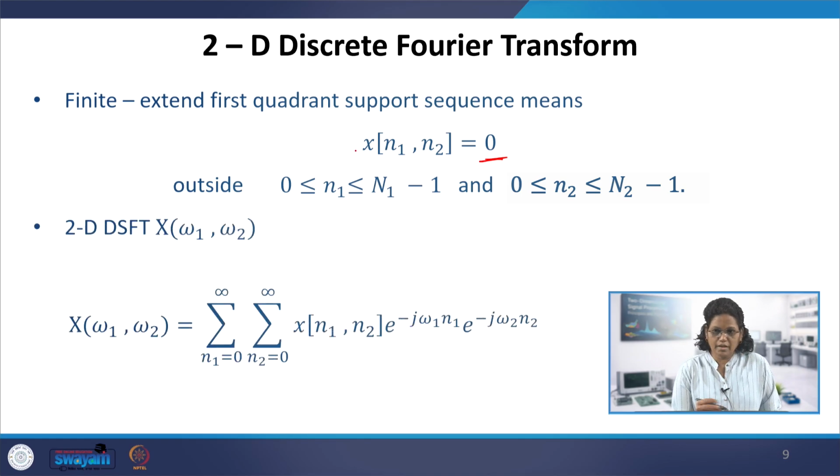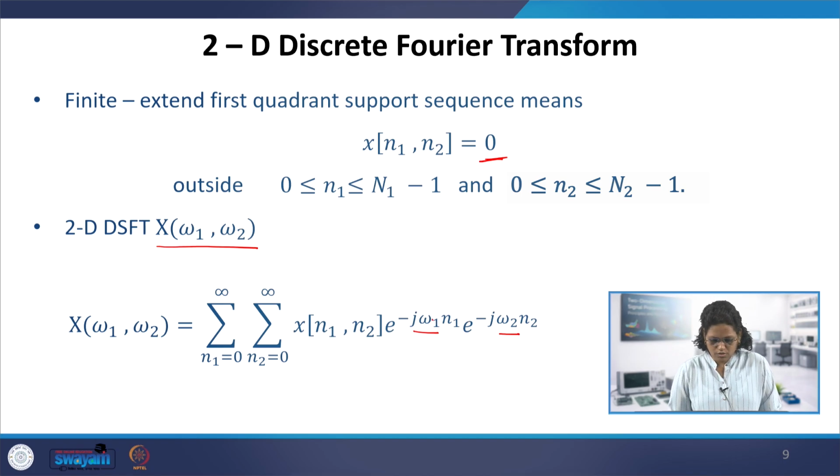And if we relate this with the DSFT, that is what we have done, the 2D DSFT, that is X of omega 1 comma omega 2, or X of e power j omega 1, e power j omega 2, is obtained with n1 summations varying from 0 to infinity. You can see that it does not stop at a periodic value because it is for the aperiodic sequence. X of n1 comma n2 e power minus j omega 1 n1 minus j omega 2 n2. This omega 1 and omega 2 are continuous in case of DSFT, or the 1D DTFT we had seen.